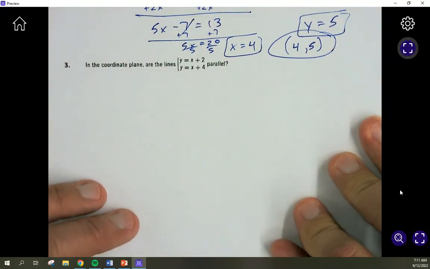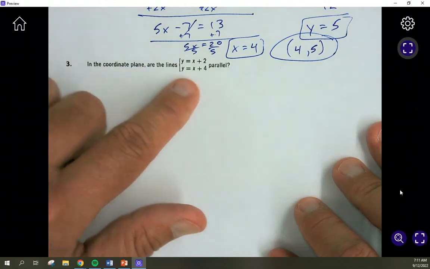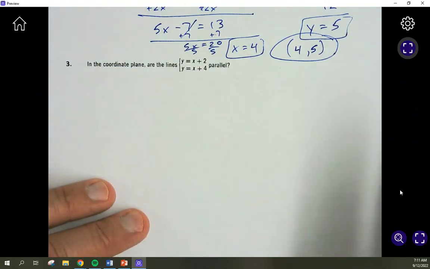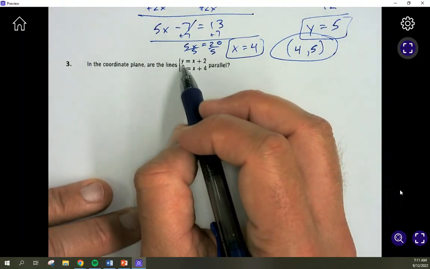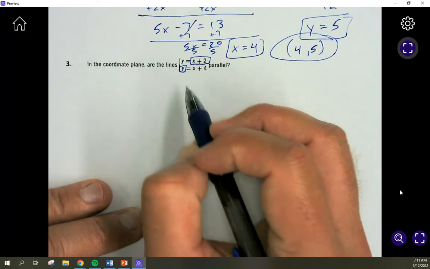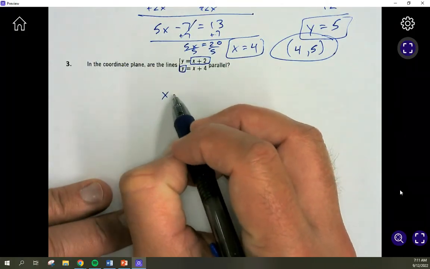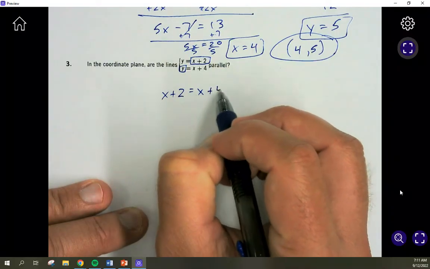Okay, so number 3. This one doesn't say find where they cross. It asks you, are these lines parallel? So what we're going to do is we're going to go ahead and see if they cross. We're going to go ahead and try and set this up. So y equals x plus 2, which means I can plug it in for y. So I put in x plus 2 for y, and that equals x plus 4.